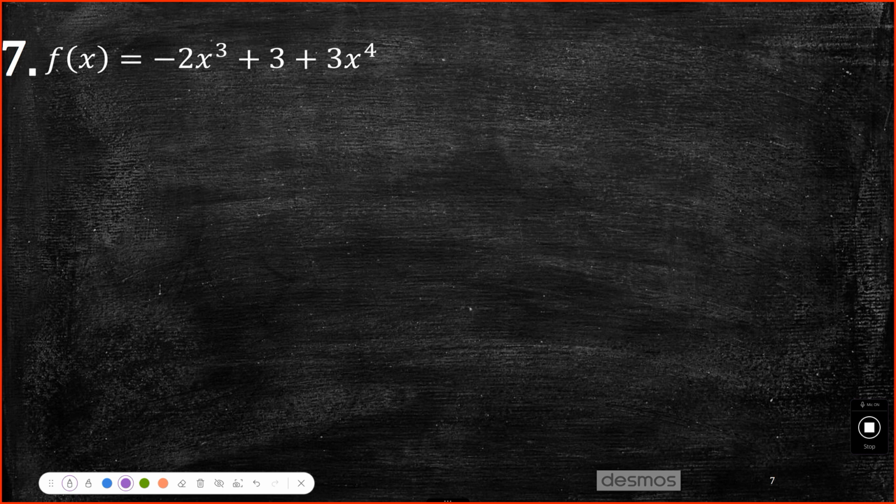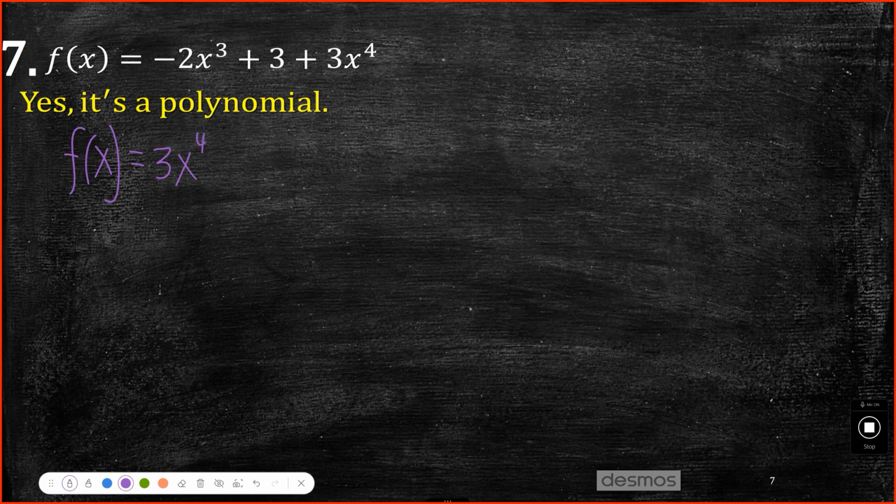Is this a polynomial? Yes, it is a polynomial. Is it in standard form? No, it's not in standard form. So it is a polynomial. It's going to be in standard form. It's going to be f of x equals what? 3x to the 4th. What else? Plus 3.